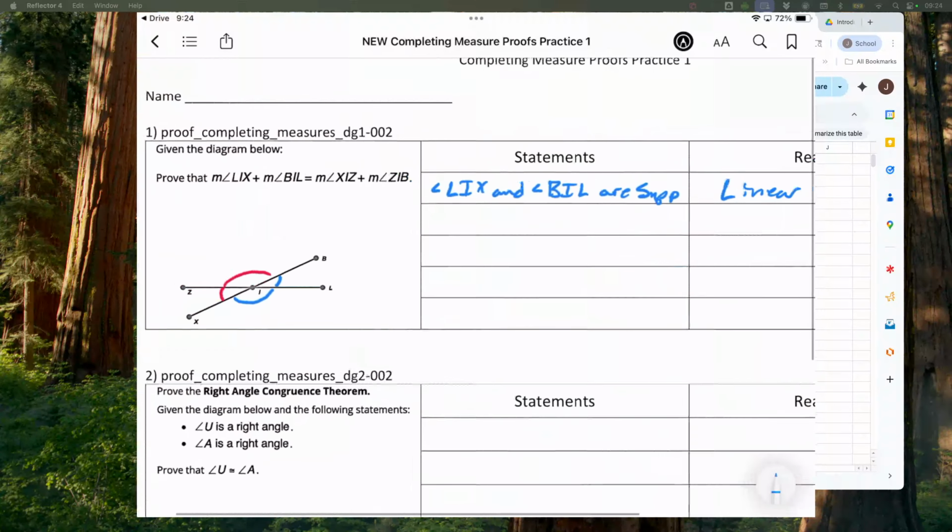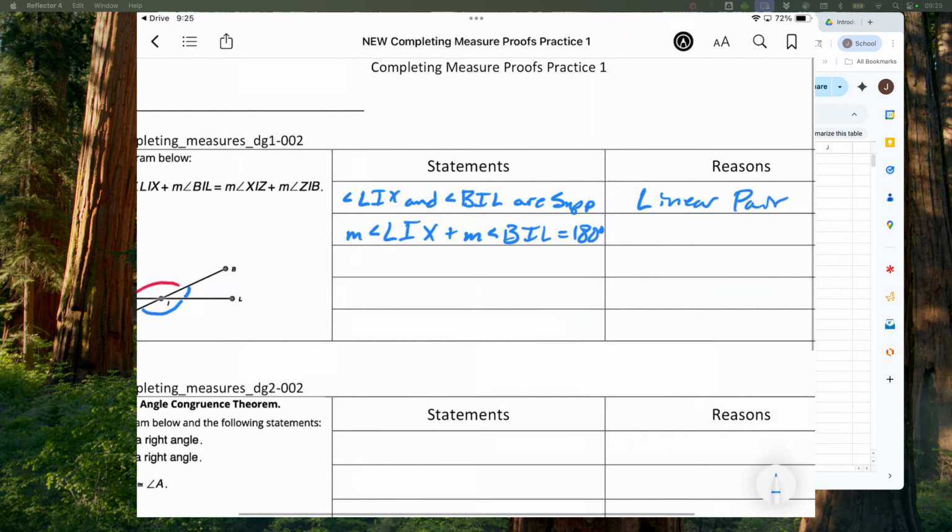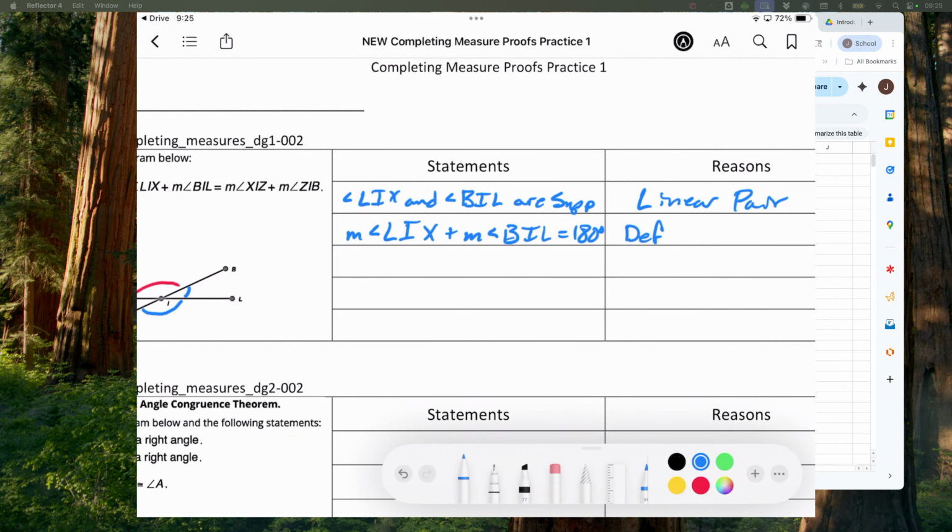Now, since they are supplementary, their measures add up to be 180 degrees. So we can say the measure of angle LIX plus the measure of angle BIL is equal to 180 degrees. That's the definition of supplementary.